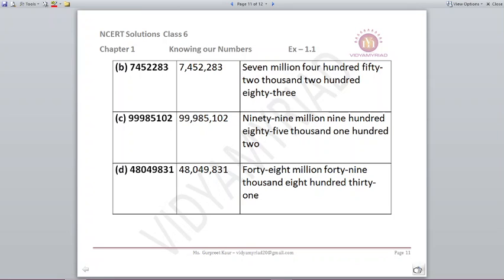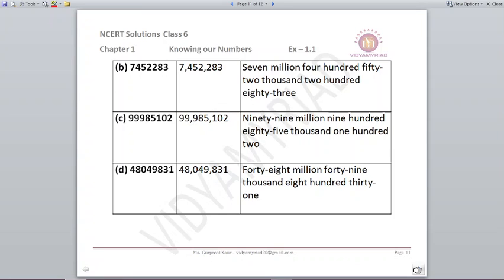7452283. Now after putting commas, it comes 7,452,283. Now after 7, 6 places are there, so I will write 7 million, then 452,283.